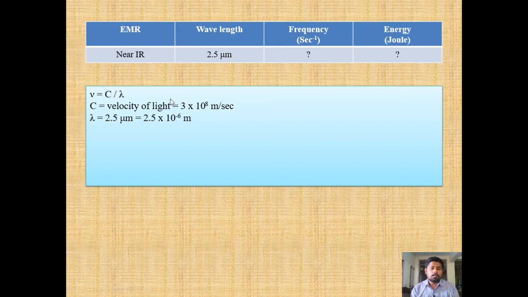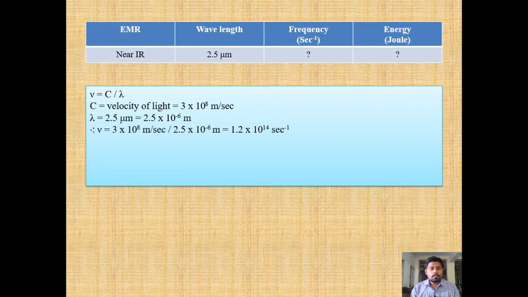If your velocity is in meters, you must convert the micrometer value into meters, that is 2.5 into 10 raised to minus 6 meter. You must know the conversion factors: micrometer is 10 raised to minus 6, nanometer is 10 raised to minus 9, picometer is 10 raised to minus 12, millimeter is 10 raised to minus 3.